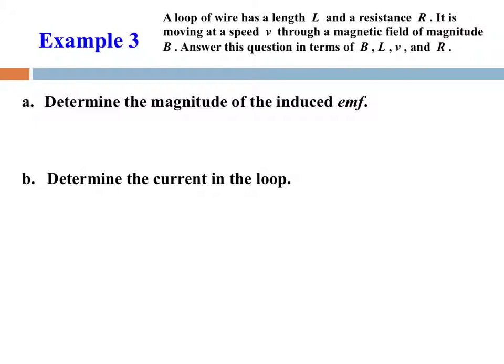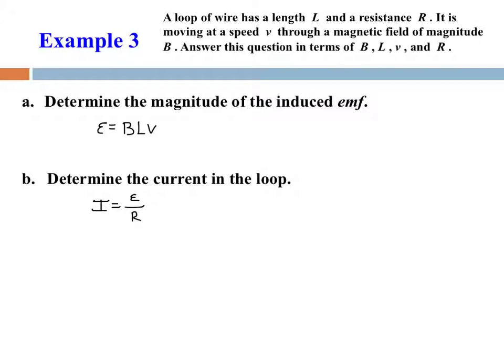Let's go ahead and summarize it using only variables. Here we have a loop of wire of length L and a resistance R. It is moving at a speed v through a magnetic field of magnitude B. Answer this question in terms of B, L, v, and R. Again, our EMF is just going to be BLv. Our current, which is I, is equal to our EMF over R.